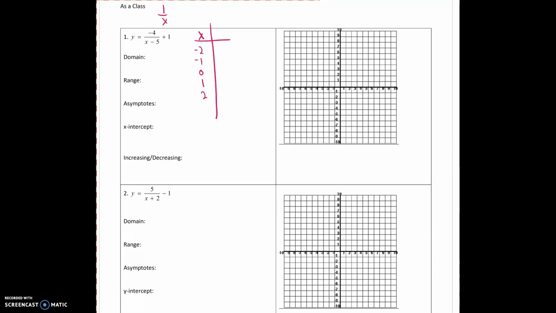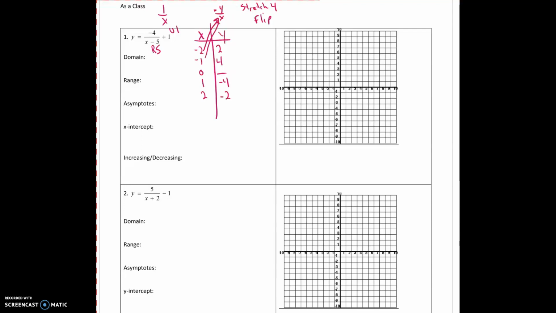But in this case, we are going to use the -4 over x, and we are going to build in the stretch that comes from the 4 into our t-chart, and we're going to build in the flip already. And I'll deal with the -5, which will be a right 5, and the up 1 once I get my t-chart done. So putting in my points. If I put -2 into here, I get 2. If I put -1 into here, I get 4. 0 doesn't work. If I put 1 in, I get -4. And if I put 2 in, I get -2.